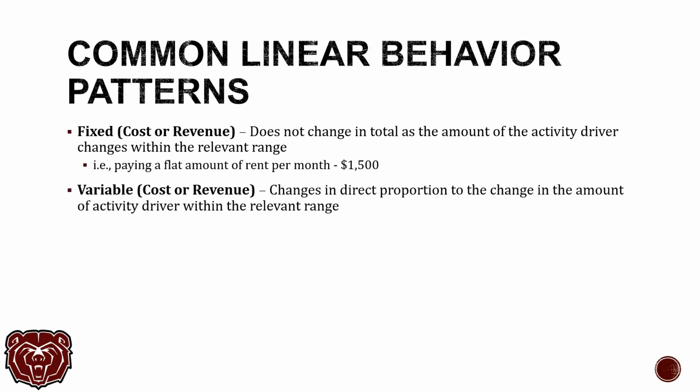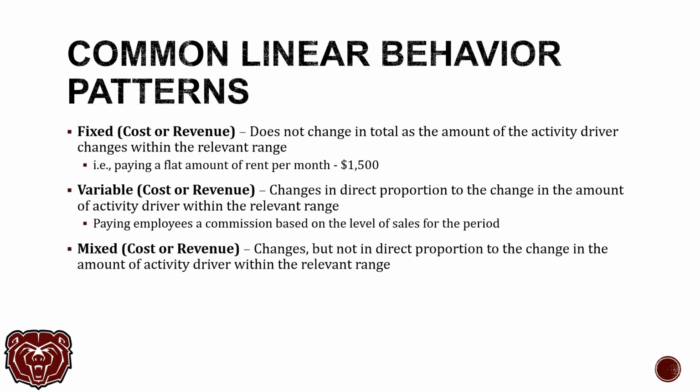The next that we have is the variable cost or variable revenue. These change in direct proportion to the change in the amount of the activity within the relevant range. You'll notice that all of these definitions say within the relevant range, because if you recall, once we get outside of that relevant range, it's no longer valid or, spoiler alert, relevant, right? An example of this would be if you paid employees commission based on the level of sales for the period. You say, we'll give you 5% of all sales generated this period, whether that's a month or 6 months or whatever the case is, and that's your salary. That's going to change every period based on the level of sales, which would be your activity driver.